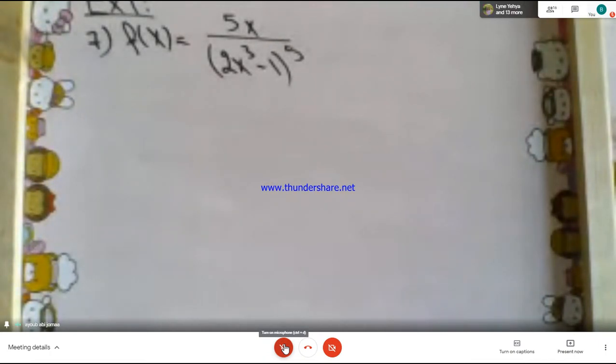Let's find the derivative of this. F of x is equal to 5x over 2x cubed minus 1 to the power 5. What is the form of this function?